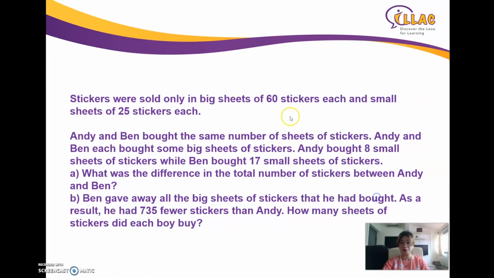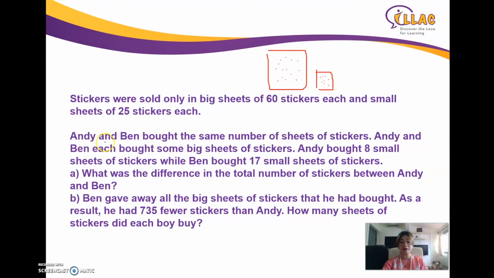Okay, let me draw it out for you. So there are these big sheets of stickers, and there are 60 stickers each. 1, 2, 3, 4, 5, 6, 7, 8, 9, 10, and so on. There are 60 stickers altogether. And then there are these small sheets with 25 stickers each. 1, 2, 3, 4, 5, 6, 7, and so on. There are 25 over here. That's what it means.